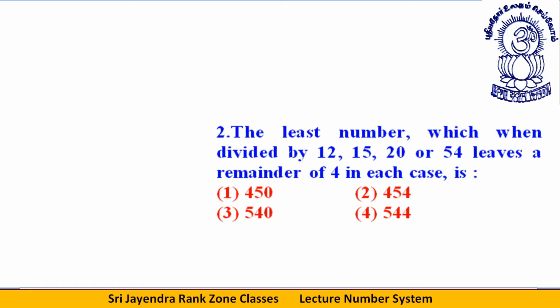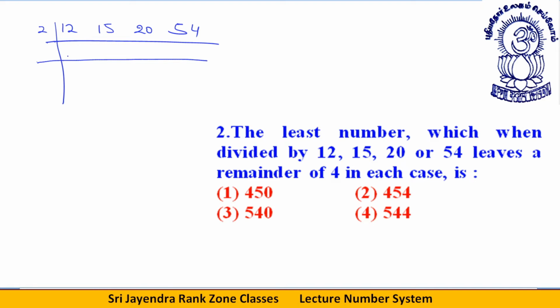The least number which, when divided by 12, 15, 20, or 54, leaves a remainder of 4 in each case. See, 12, 15, 20, 24. We have to find a number which leaves a remainder of 4 in each case. 54. I thought it's 24. I thought the answer should be 124 then. Okay. Find the LCM.